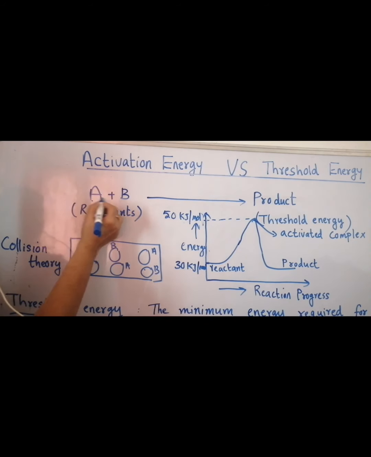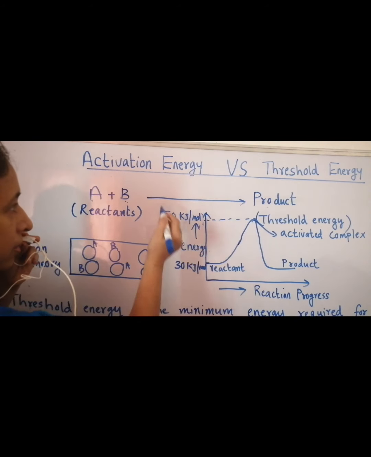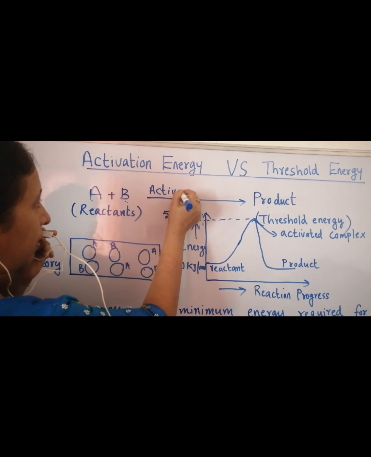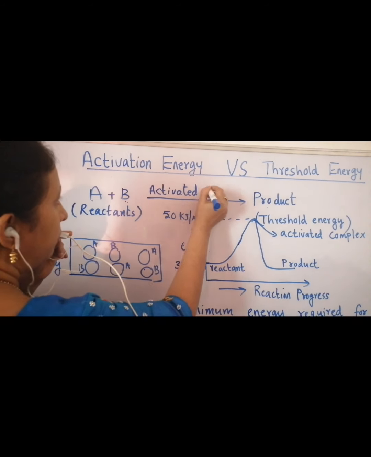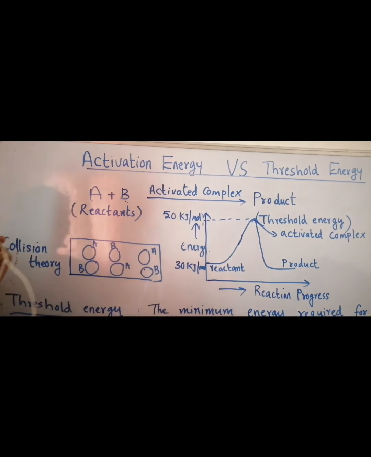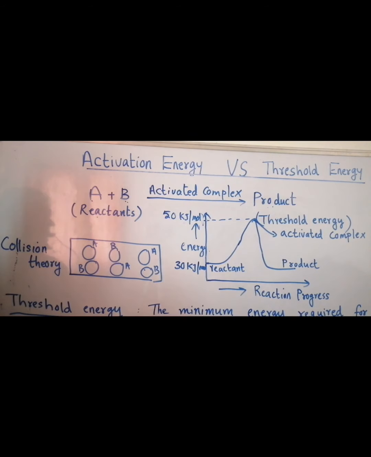Consider two reactants A and B. They react to form product through an activated complex. An activated complex is a state of particles in between the reactants and product. An activated complex is very unstable and has only a momentary existence.